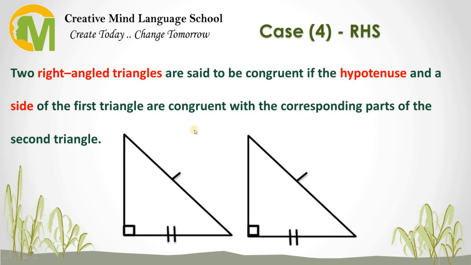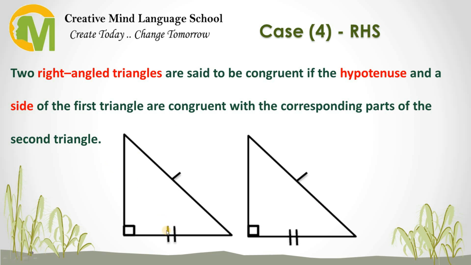So the first condition that we need is to have a right angle. Here is a right angle in the first triangle and also a right angle in the second triangle. And the second condition is the hypotenuse. The hypotenuse is the longest side and is the side opposite to the right angle. Here we have that the hypotenuse of the first triangle is equal in length to the hypotenuse of the second triangle. So we need a right angle and a hypotenuse and any other side.